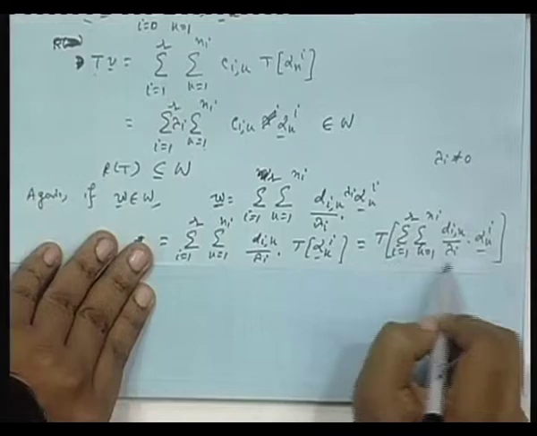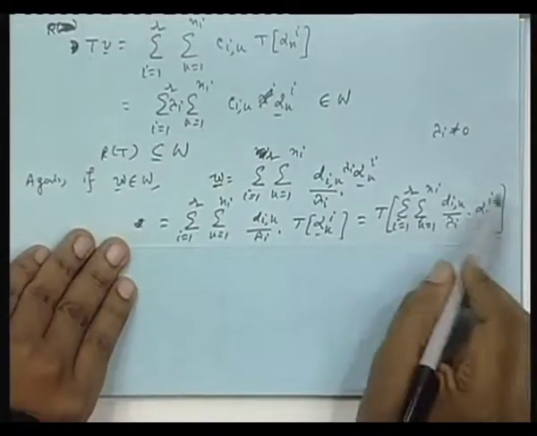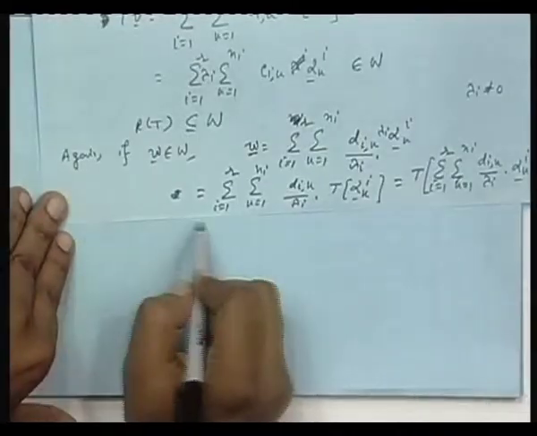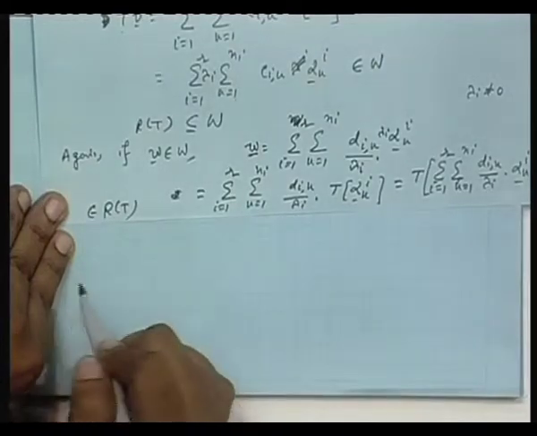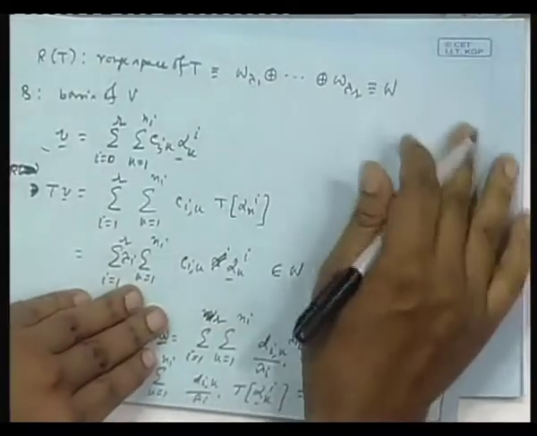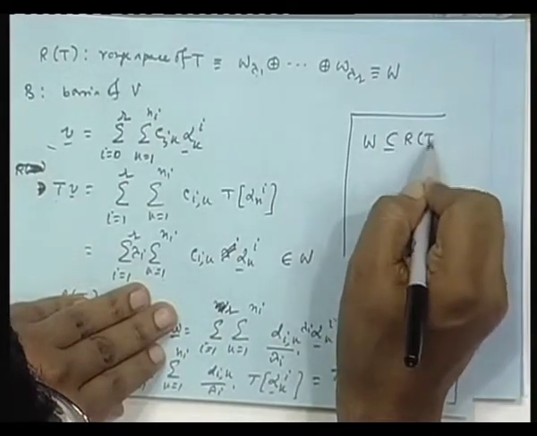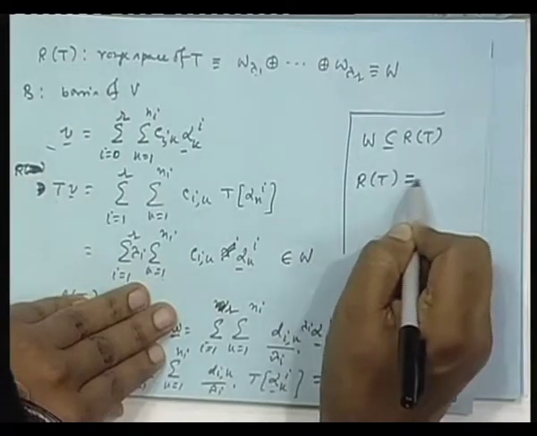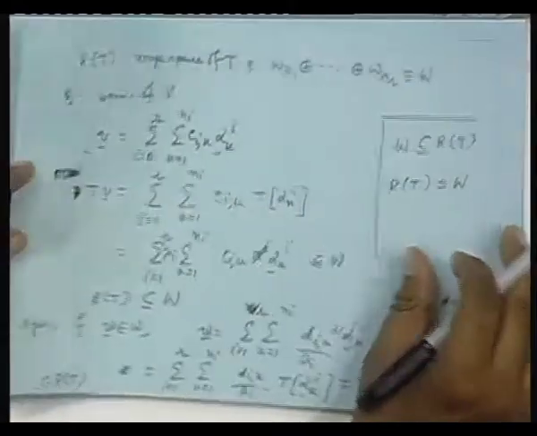But what is this vector? It is T working on some vector. So this belongs to R T. So W is also a subset of R T, which means R T is the same as this W. So this is the range space of T.